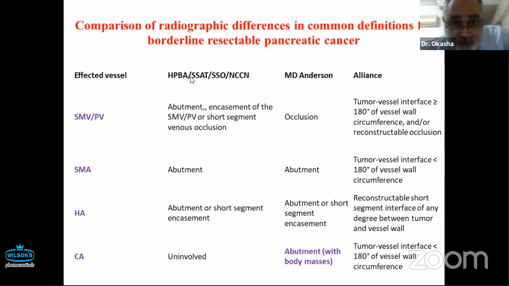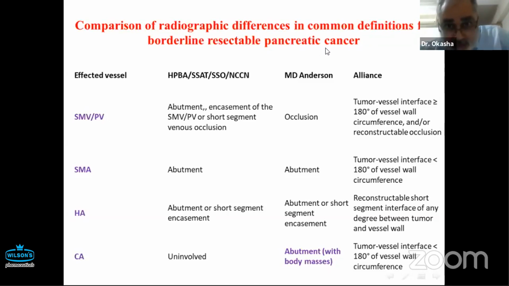So most of the cancer societies agreed on all that I have mentioned before, with a little difference regarding MD Anderson. MD Anderson is a very big society in the United States. It agrees with all other societies, but a little difference is that it considers abutment of the celiac axis by a pancreatic body, not pancreatic head, by a pancreatic body mass renders it borderline resectable and not unresectable.